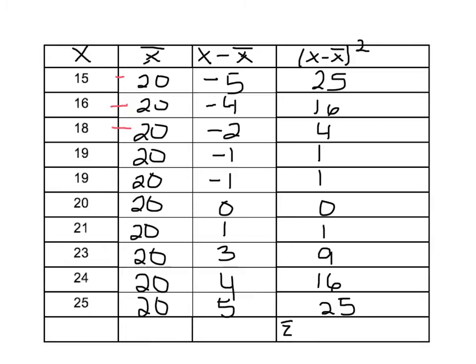So then if you recall, our equation for variance is the sum of x minus the mean squared divided by n minus 1. So what I'm going to do is simply add up this column. So I'm adding 25 plus 16 plus 4 plus 1 plus 1 plus 0 plus 1 plus 9 plus 16 plus 25. And that's going to give me a total of 98. And so my sum of x minus the mean squared is 98. So now I can plug that into my equation and solve for variance.